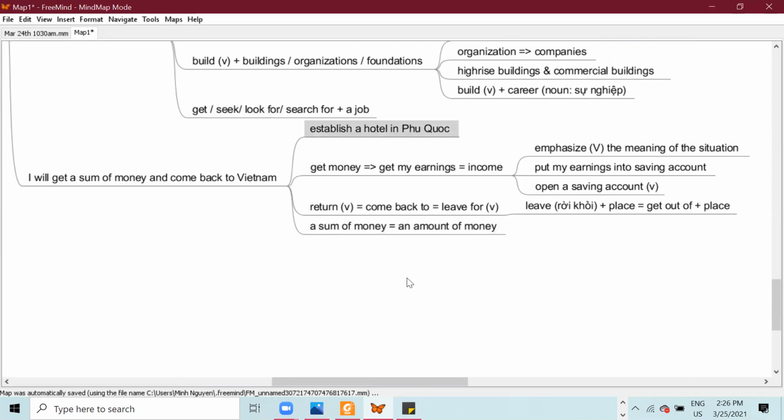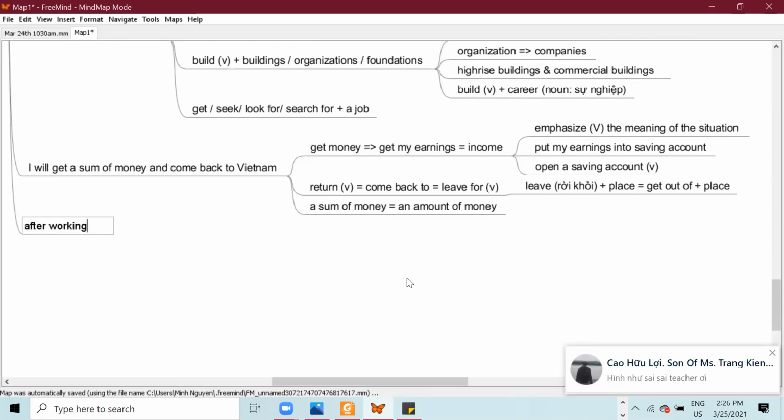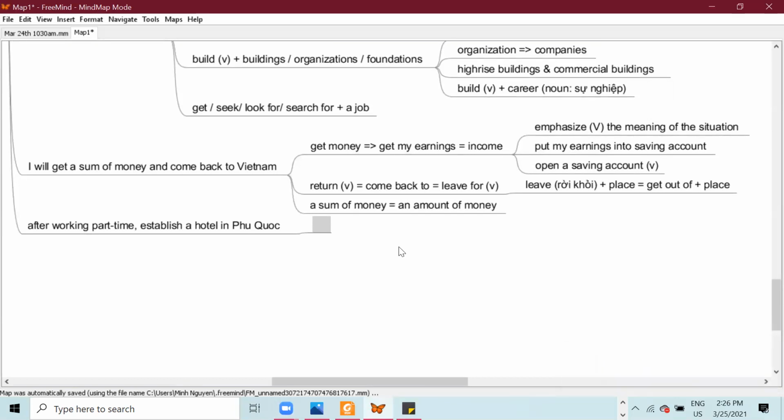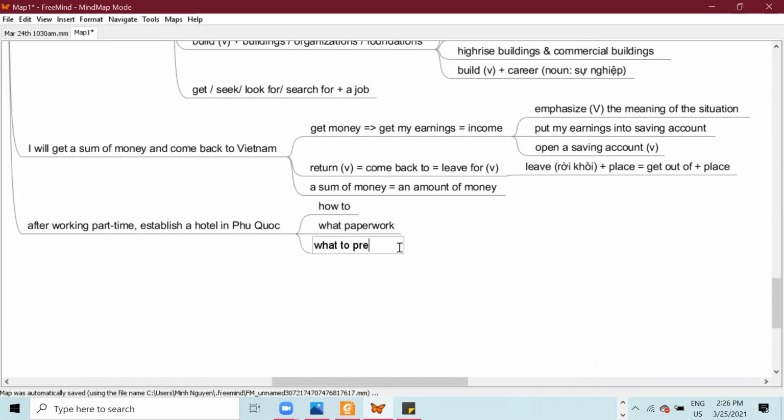And then after your graduation, after working part-time, you are going to establish a hotel in Phu Quoc. So here, when you establish a hotel in Phu Quoc, you need to share with me how to establish a hotel. So this is my first question, how to. Second, what paperwork do you need? Third, what to prepare for opening a hotel in Phu Quoc?